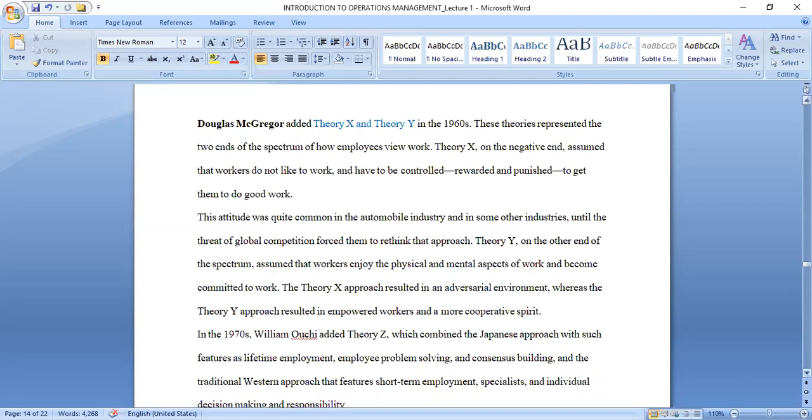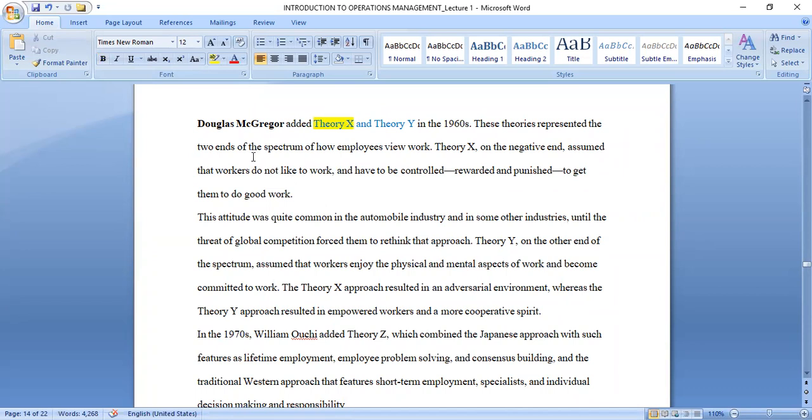So still under the human relations era, we had Douglas McGregor, and he introduced theory X and theory Y in the 1960s. In short, this theory talked about two types of workers. In theory X, workers do not want to work. They are lazy, and they should be controlled. They should be rewarded and punished in order to make them do good work. That was about theory X.